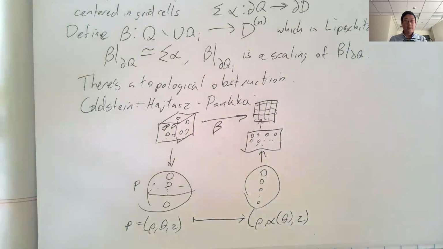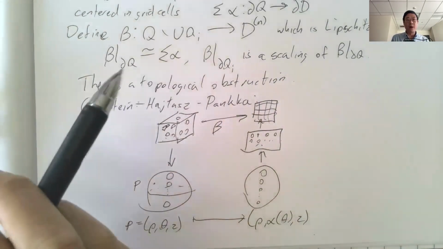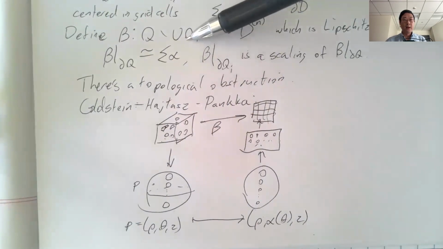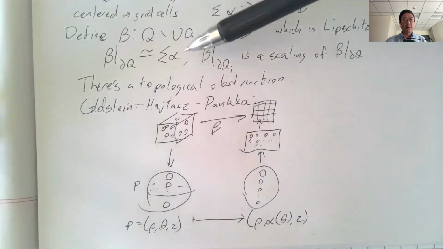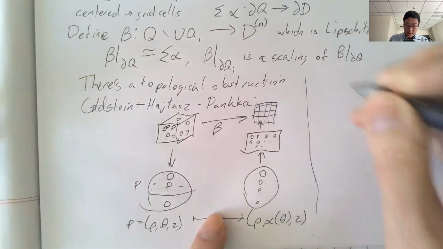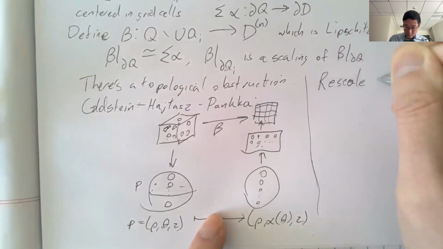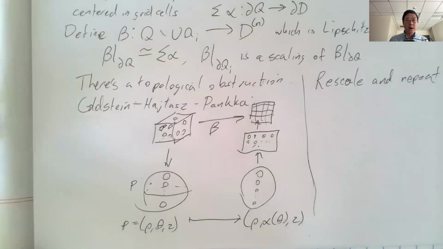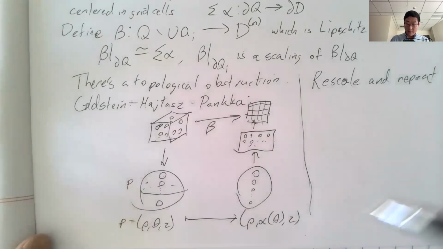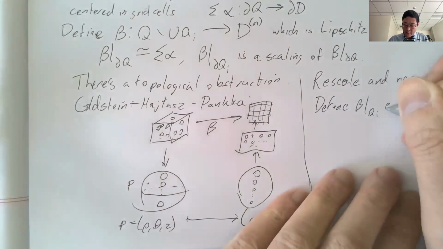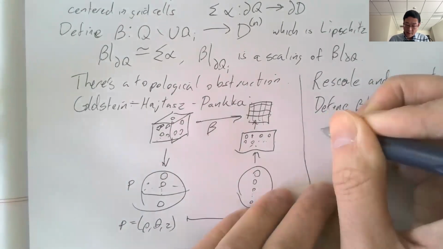And so once we have that, we've defined a map on the big cube minus a bunch of little cubes. And furthermore, we've defined this map so that the definition of the map on the boundary of the big cube is a scaling of the definition of the map on the boundary of each of the little cubes. And so we can rescale and repeat. Exactly the same thing that we did for Kaufman. We define beta on Q sub I as a scaling of beta on Q.